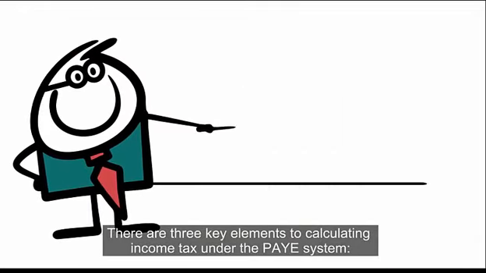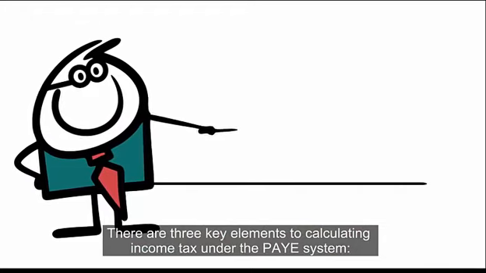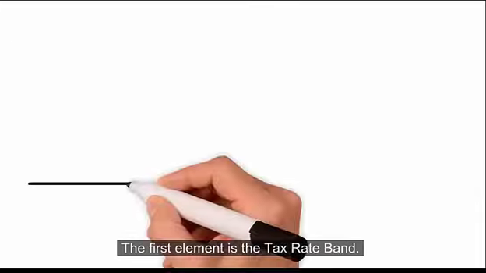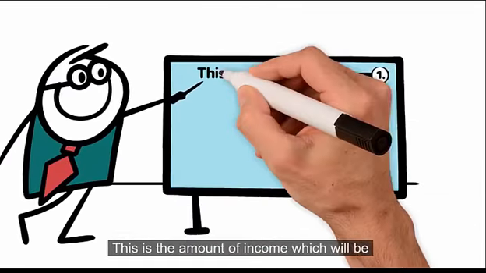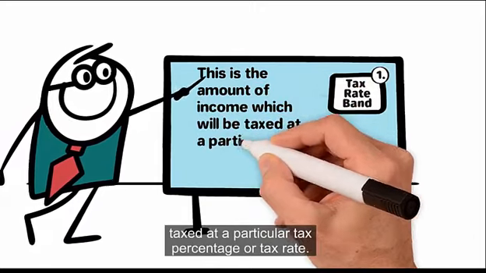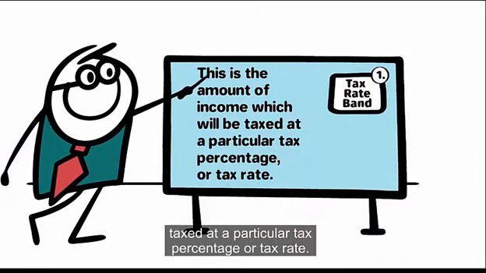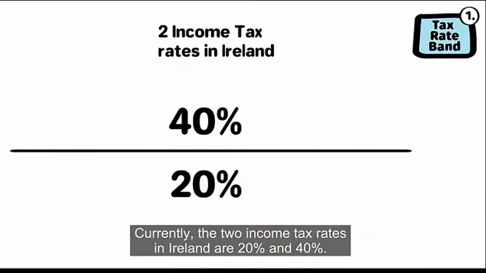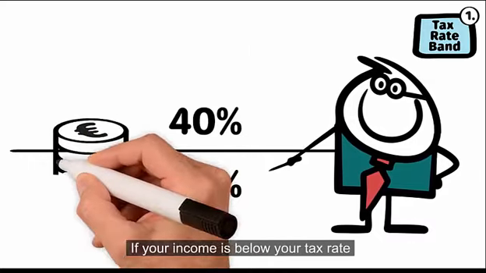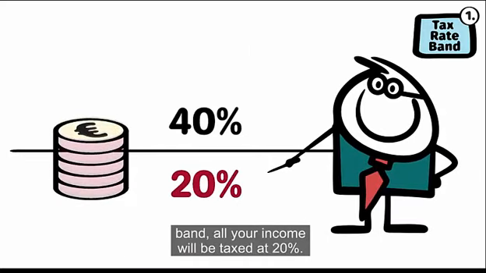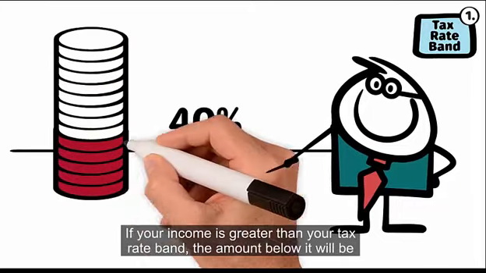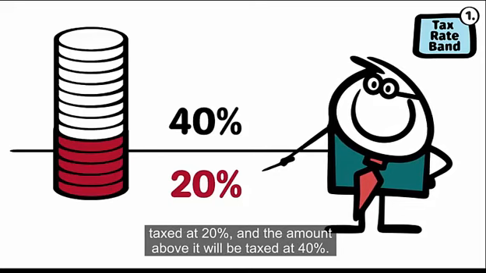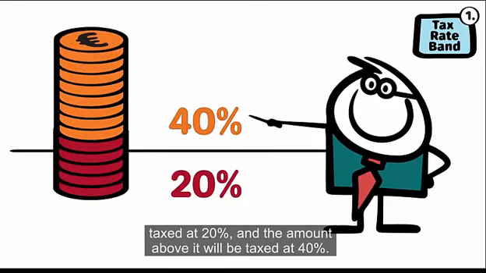There are three key elements to calculating income tax under the PAYE system: tax rate band, tax credits, and tax basis. The first element is the tax rate band. This is the amount of income which will be taxed at a particular tax percentage, or tax rate. Currently, the two income tax rates in Ireland are 20% and 40%. If your income is below your tax rate band, all your income will be taxed at 20%. If your income is greater than your tax rate band, the amount below it will be taxed at 20%, and the amount above it will be taxed at 40%.